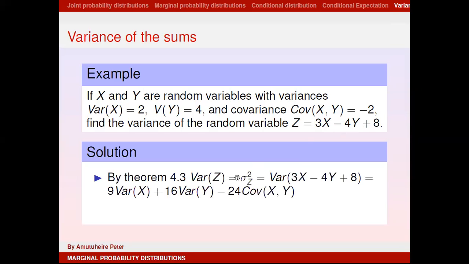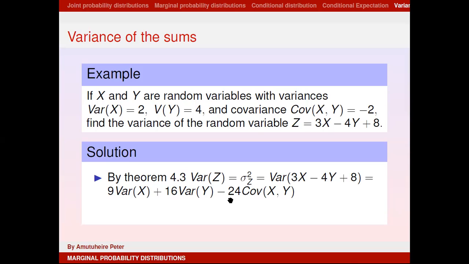So from what we saw, the variance of z is this for the sum. Then the formula says this is a squared, so a is 3, so 9 variance of x, plus 16, because this is b squared. b is negative 4, so negative 4 squared, we get 16.